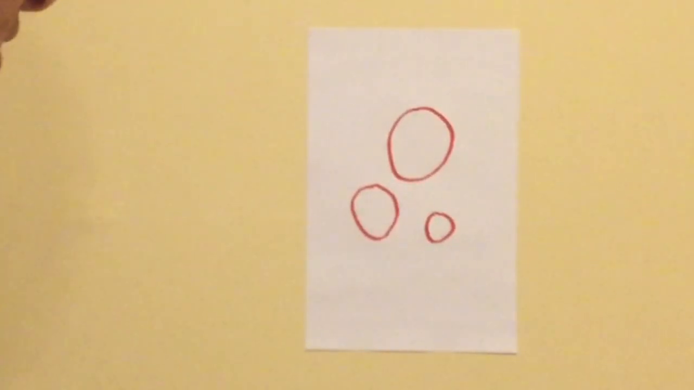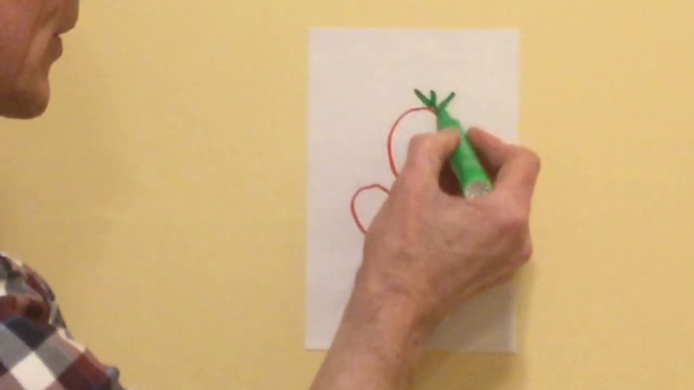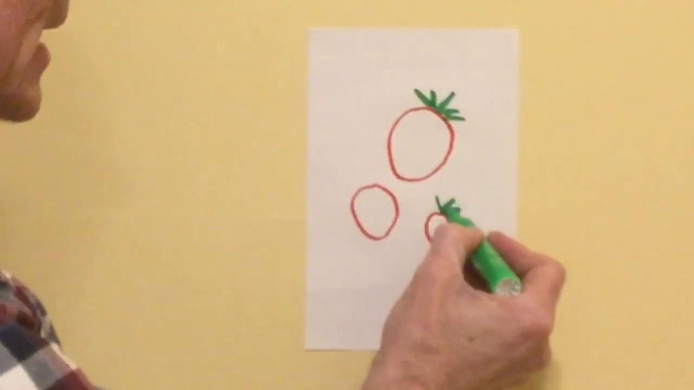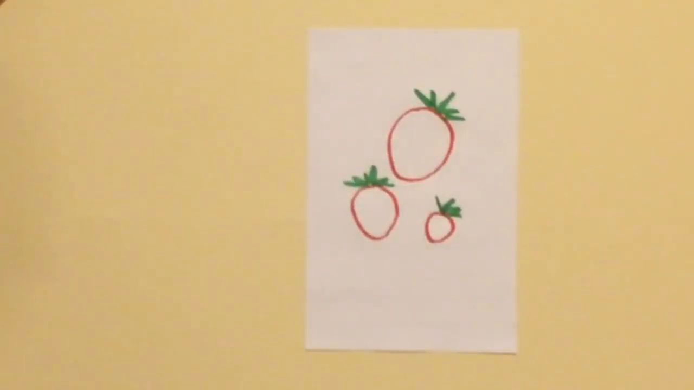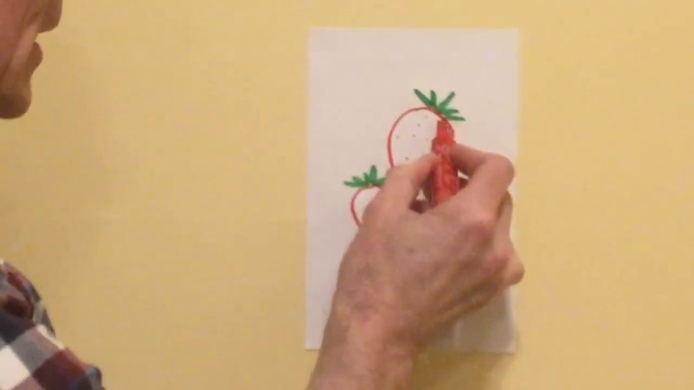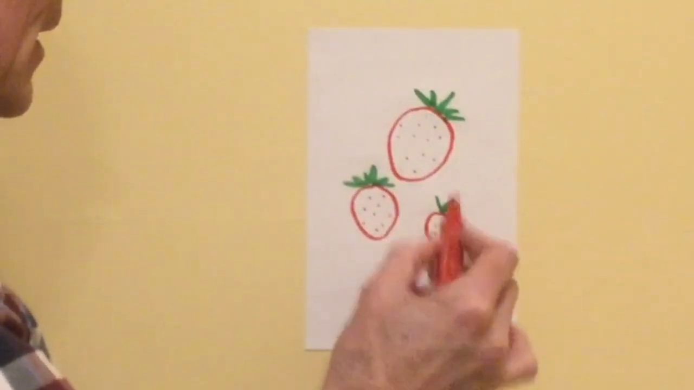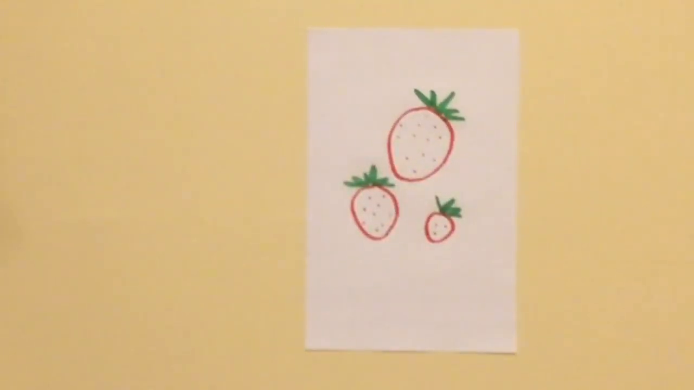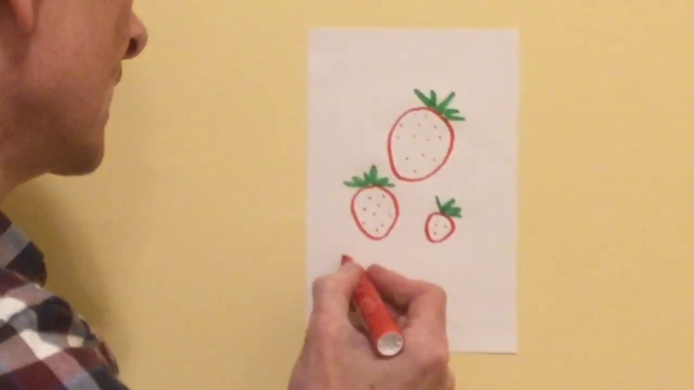You know what I noticed on the strawberries? There were some leaves, so we could put some leaves like that. Oh my goodness, that totally looks like a strawberry now. And then if you wanted to add a little more detail, you could just put some little dots like that. That looks like 3 strawberries. Let's write the word strawberries.